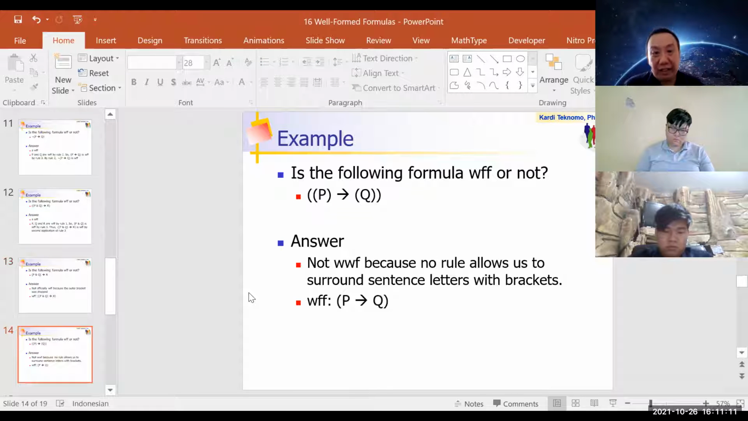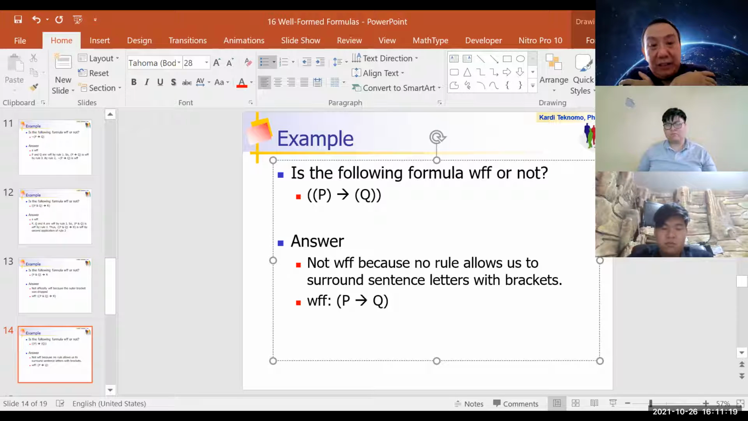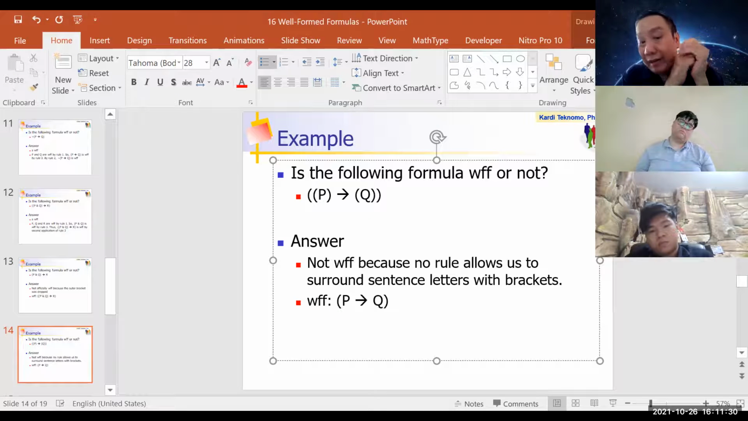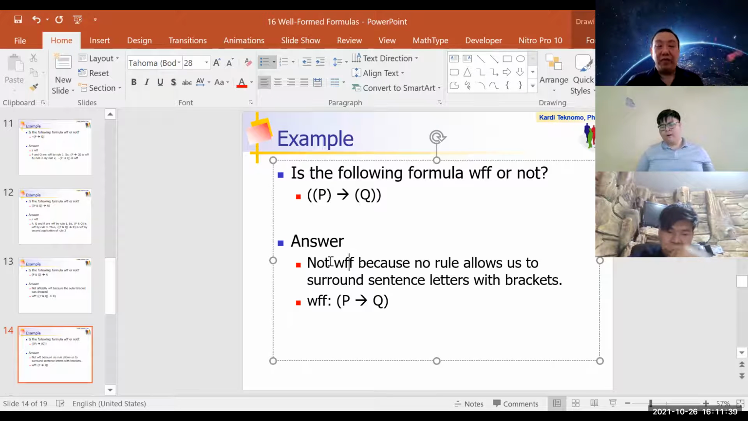Okay, how about this? Is it WFF or not? Okay. So, the answer is not. Why? Because P should not have bracket. The same with Q on itself should not have bracket. Okay, so bracket matters, okay? So, the correct WFF should be a bracket if P then Q.